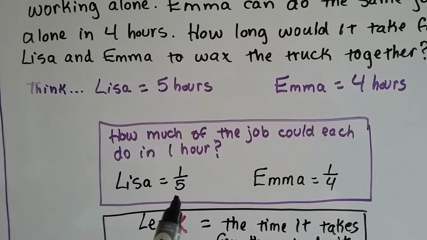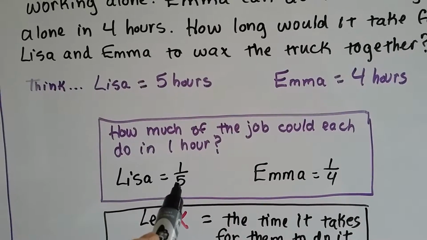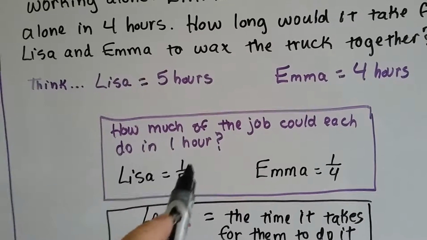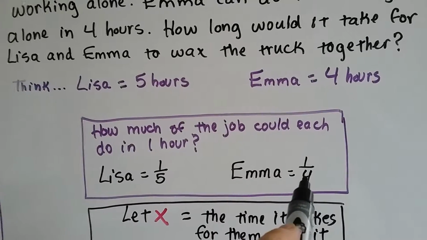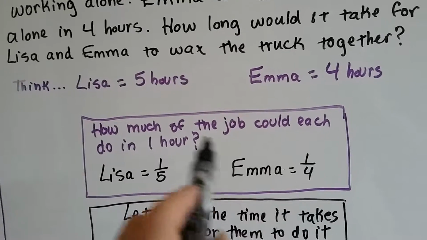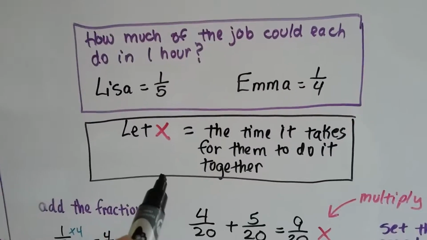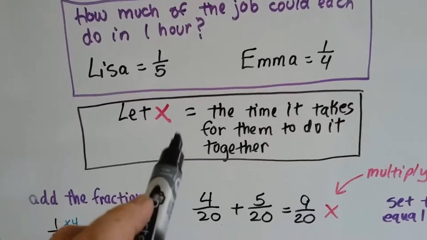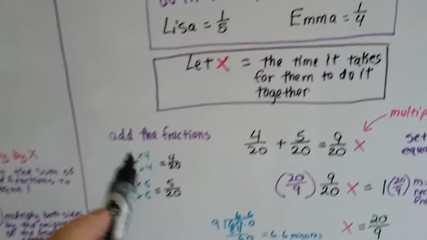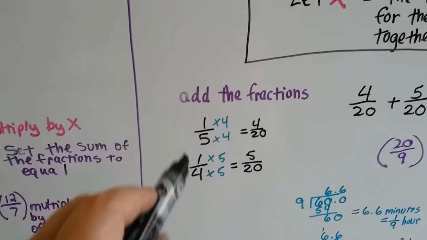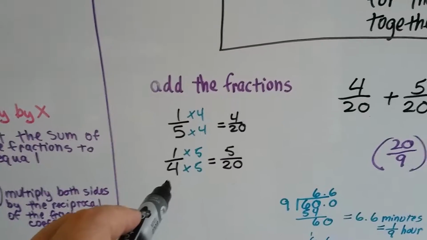If Lisa can do it in 5 hours, then in 1 hour she's only going to do one of the 5 hours, 1/5. If Emma can do it in 4 hours, in 1 hour she's only going to do one of the 4 hours of work, so that's 1/4. And again, we're going to let x equal the time it takes for them to do it together. So the first thing we need to do is add the fractions. To add 1/5 and 1/4, we need the denominators to be the same.